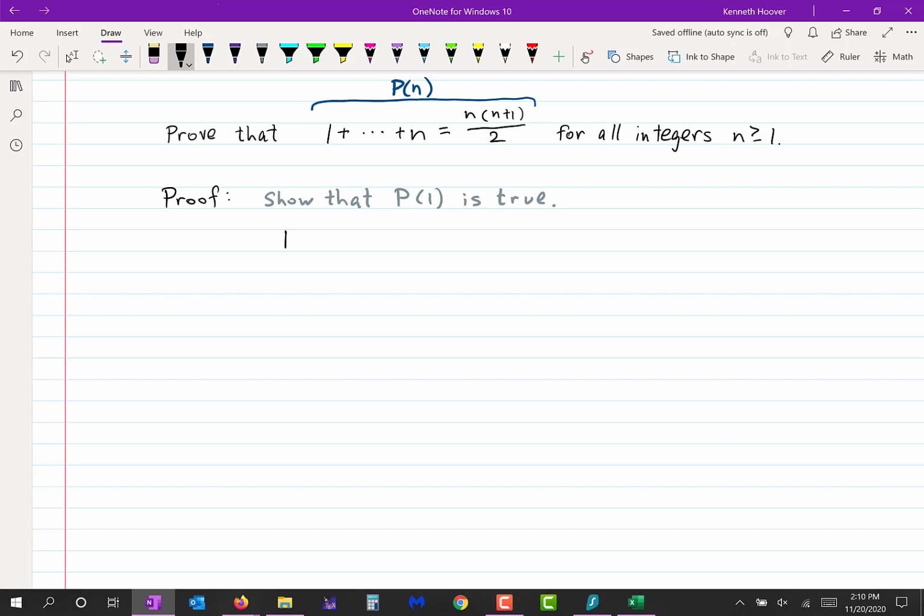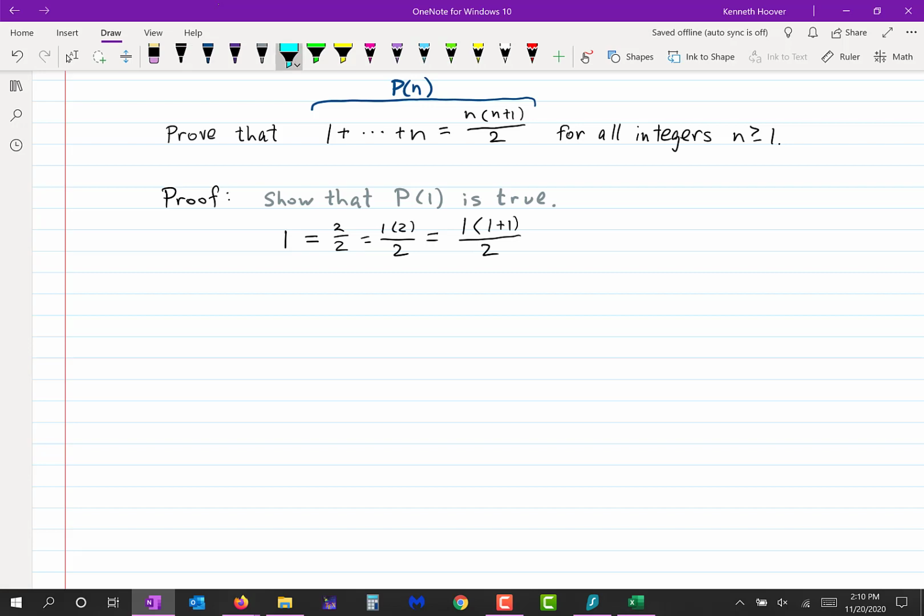1 equals, and then I just have to fill in some steps there to show that it equals 1 times 1 plus 1 over 2. And you can see how easy it is to get there. Because 1 equals two over 2, right? Which equals 1 times 2 over 2, which equals 1 times 1 plus 1 over 2.